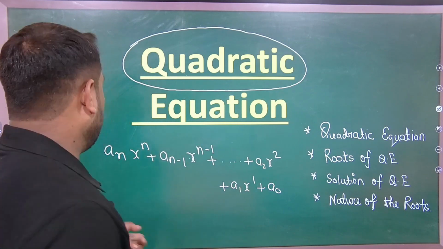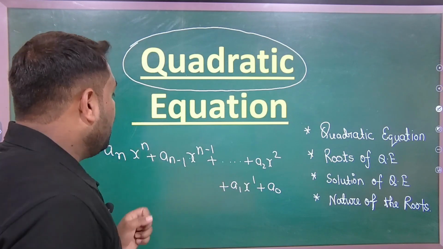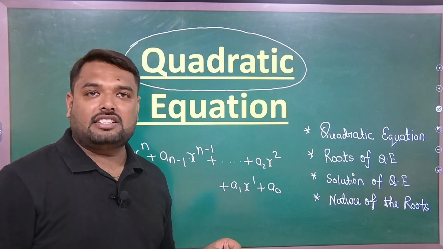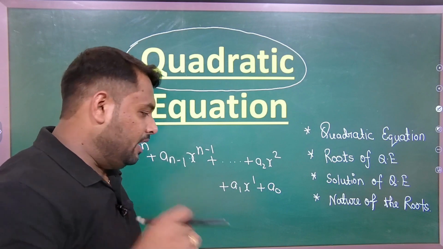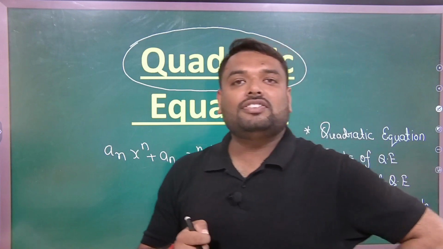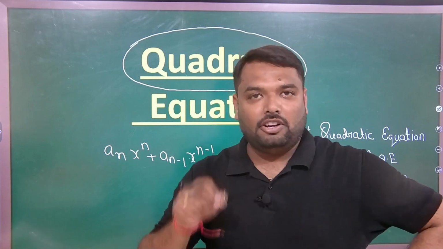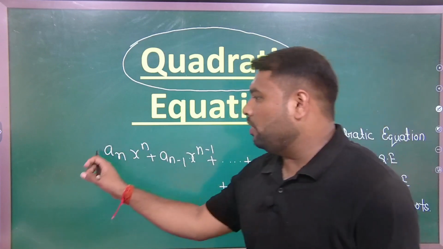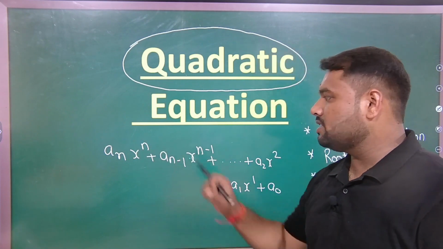You know very well that any expression of this form is called a polynomial. In this polynomial, whenever the degree is 2, then it is called a quadratic polynomial. What is degree? Let me tell you what the degree of any polynomial is. The highest power of any variable in a polynomial is called the degree of that polynomial. For example, in this expression, what is the highest power? The highest power is n. So the degree of this polynomial is n.